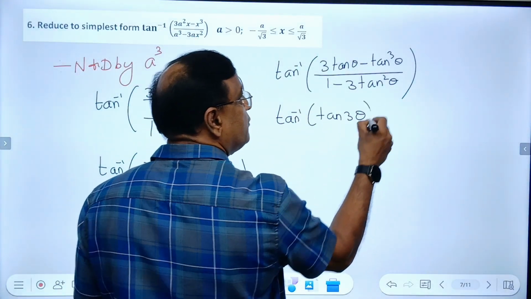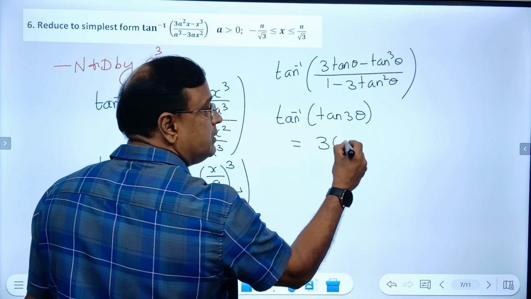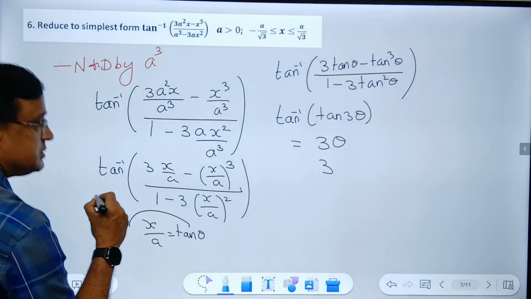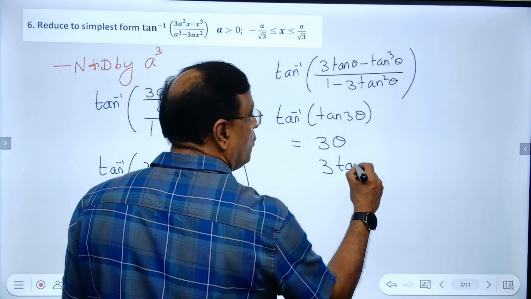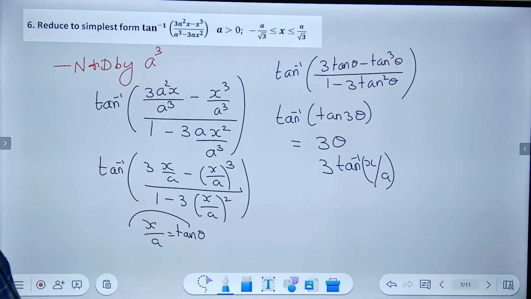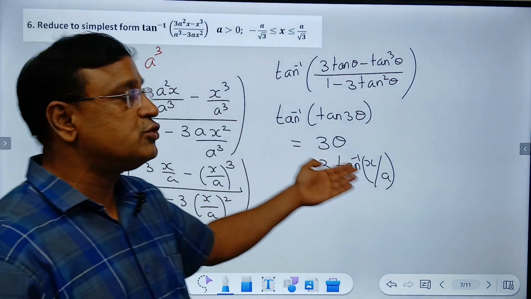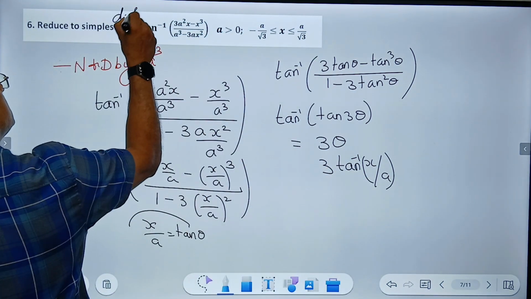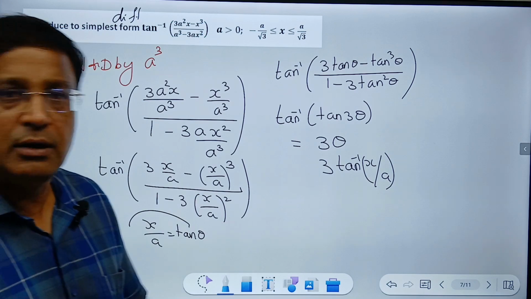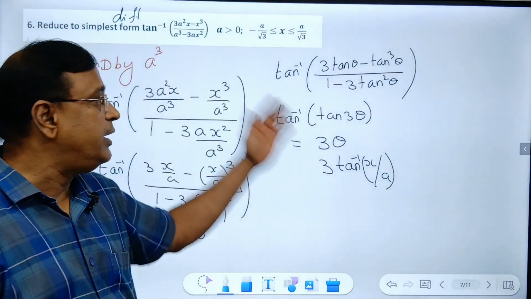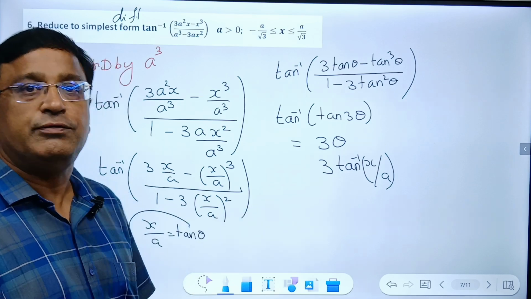What is tan inverse of tan 3 theta? 3 theta is 3 into, what is theta? Theta is tan inverse of x by a. Wonderful, isn't it? Tan inverse of x by a. So they may ask you this question to reduce it to the simplest form, or they may say differentiate this with respect to x. Okay? When we come to differentiation, that time we'll redo it. Maybe that time I won't do the entire thing, I'll just do only the differentiation part.